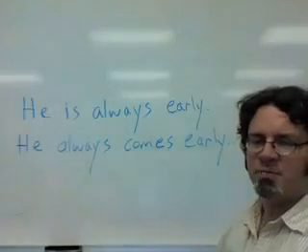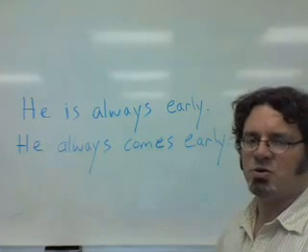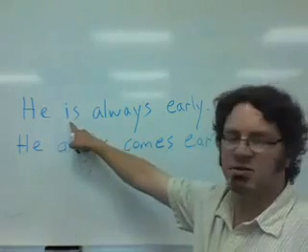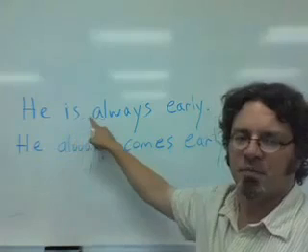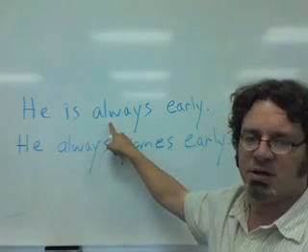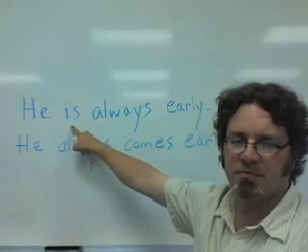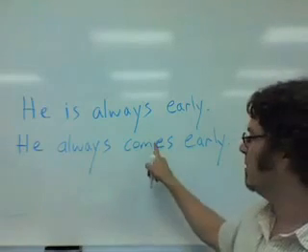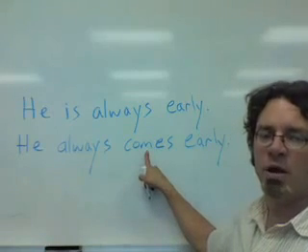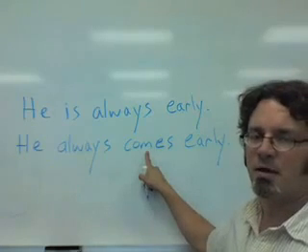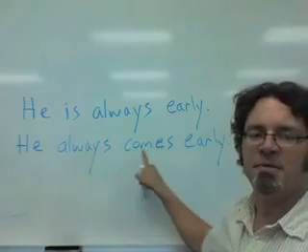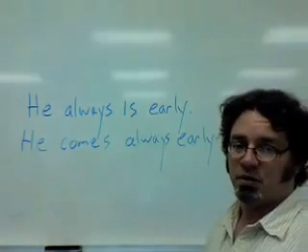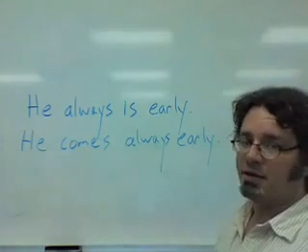It's important to consider the position of words like always, usually, sometimes, never. If you have the verb be, as in this example, he is always early, the adverb of frequency comes after the verb be. If you aren't using the verb be, as in this example, the verb come, he always comes early, then use this adverb before the verb. Because if you say he always is early or he comes always early, that's wrong.